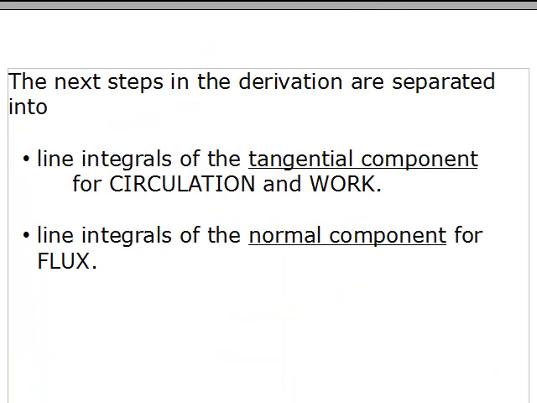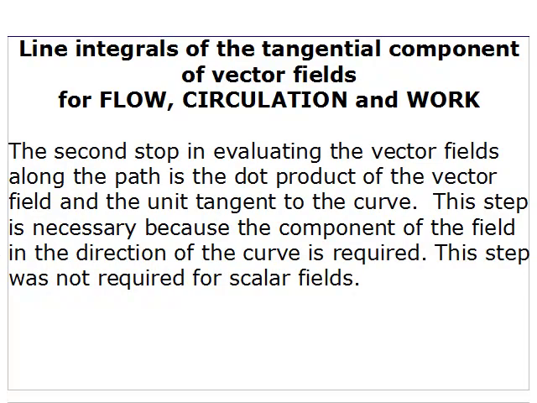So that first step is common both to flux and to circulation or work. The first step is just to compose it with the parameterization. Here's how we do the tangential component to get the flow or circulation. This is the second step. In order to get that vector field down onto the path, we use the dot product. And that's what we're going to do right now.